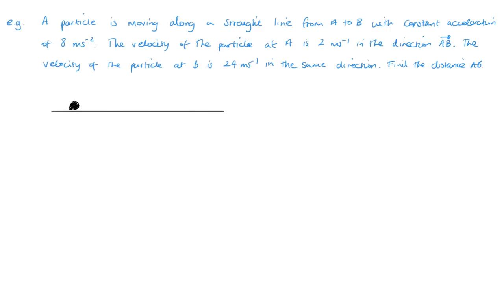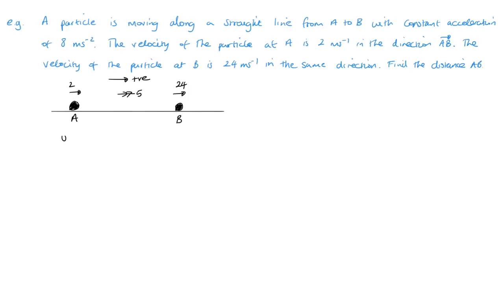And, you know, it's good to get into good habits now, even though the questions are straightforward. Get into good habits that then end up helping you out when the questions get a little bit more challenging. So this is 2 meters per second. This one is 24. This direction is the direction I'm going to take as positive. And the acceleration there is 5.